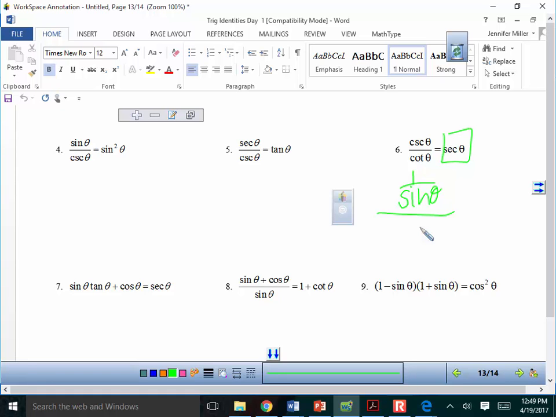Remember, no, this is cotangent. Remember the ones I circled? They were so important, I got you to circle them. So what's cotangent? It's just cosine of theta over sine of theta.